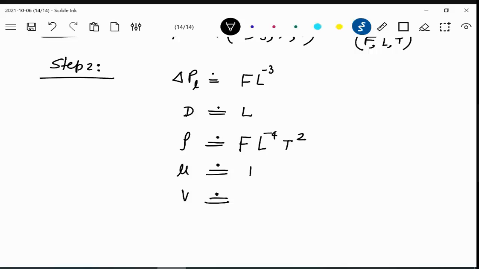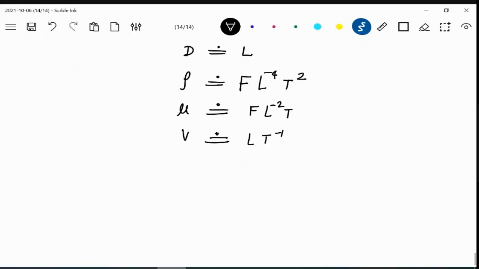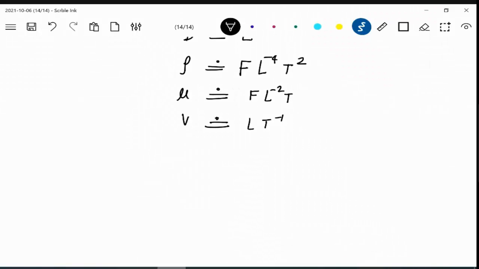And now what is the viscosity? F L minus 2 T. Good. And then velocity is L T minus 1. So this is my second step, I have to write the dimension of each term. Please keep noting in your notebook because I will ask later.